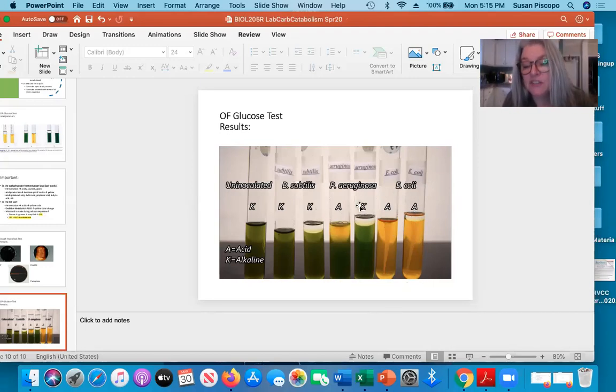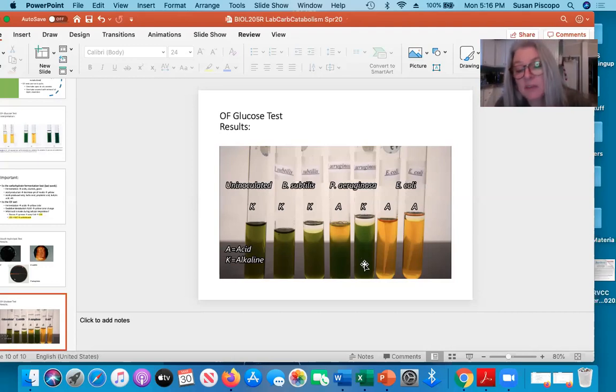Now in the center, this is the Pseudomonas pair of tubes. In the aerobic tube, we have an interesting looking result. We have green color at the bottom of that tube and yellow color at the top. So for that result, for Pseudomonas aeruginosa, in the aerobic tube, you can write yellow/green. Yellow at the top, green at the bottom. And then for the anaerobic tube, the one under oil, you can see that the color remained this greenish color.